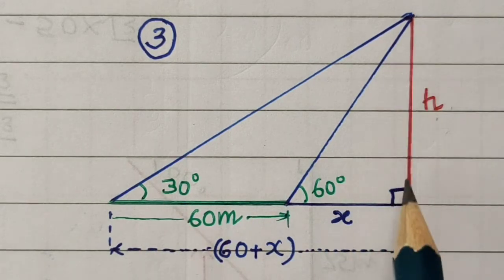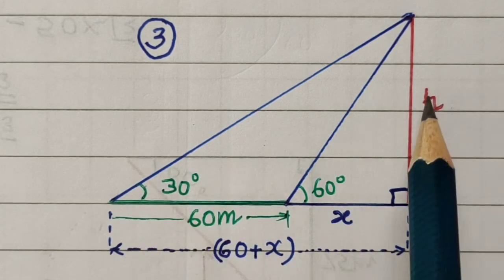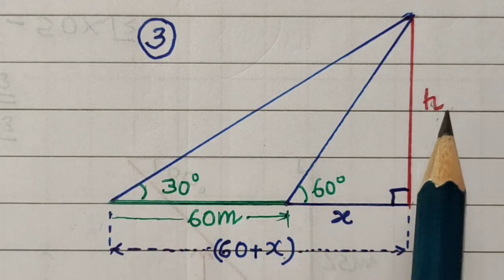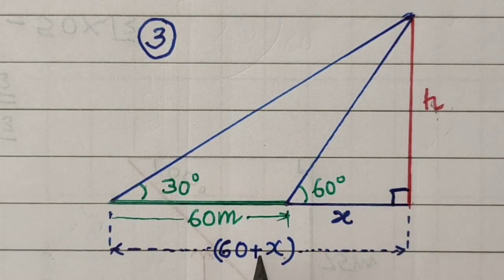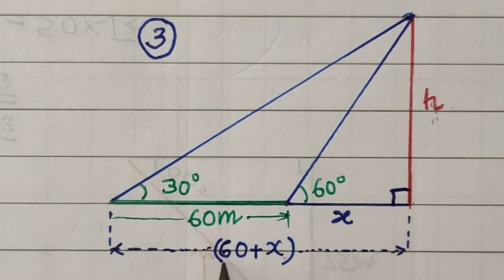So we have one more triangle here. We can use tan 30. Tan 30 is h divided by this, from here to here is 60 plus x. Tan 30 is equal to opposite side by the adjacent, or perpendicular divided by base. The perpendicular is h, the base is 60 plus x. Tan 30 is 1 by root 3. 1 by root 3 is equal to h divided by 60 plus x. Through that we got x is equal to root 3 h minus 60.